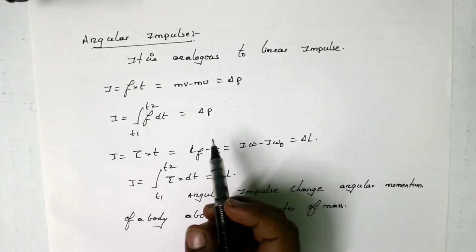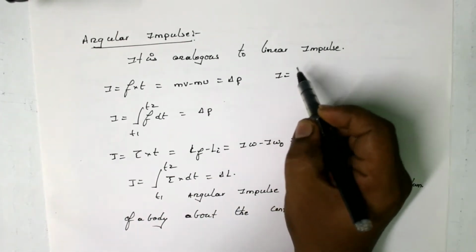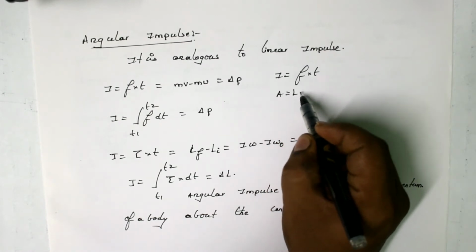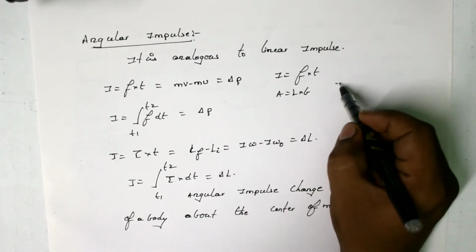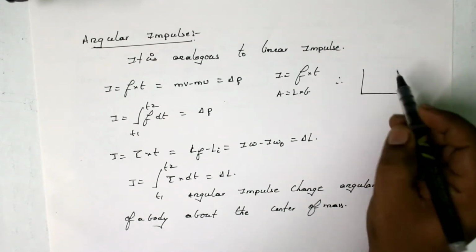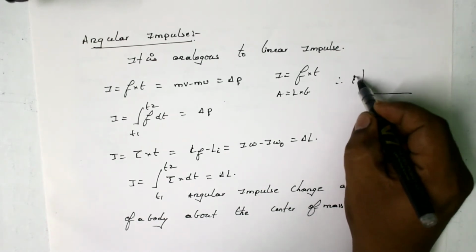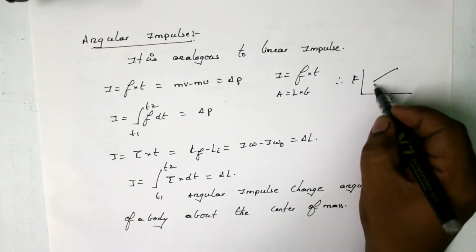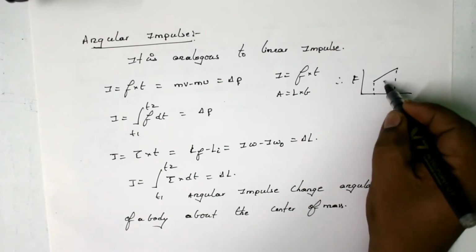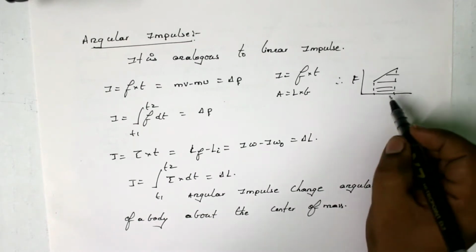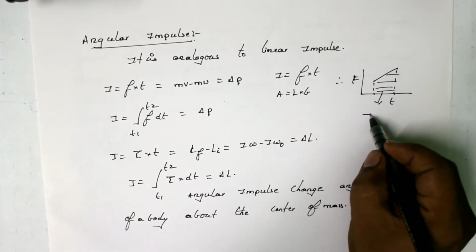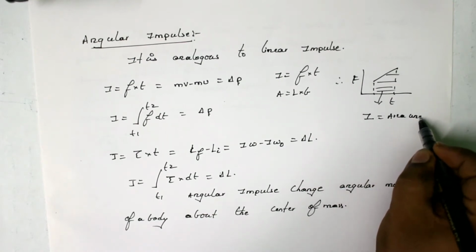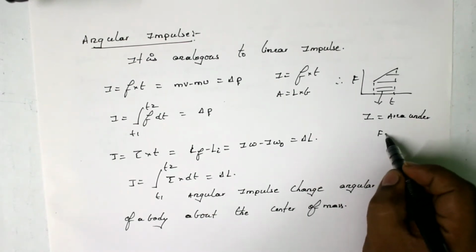Previously we have studied that I is equals to F into T. This is exactly like area is equals to length into breadth. So if I draw a graph of force and time, then the area under this force and time graph should give the linear impulse of the body. So I is equals to the area under the F-t graph.